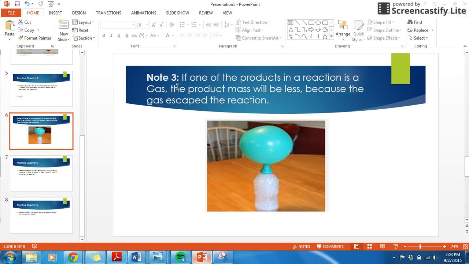Note number 3. If one of the products in a reaction is a gas, the mass of the products will be less because the gas escaped in the reaction. So let's say I had about 10 grams of reactants in my bottle. And after the chemical equation, I still have 10 grams of product, but I know that I'm probably going to have some of the product be in the balloon. So the product of the gas has escaped, so the end product of my reaction is going to be a little bit less.